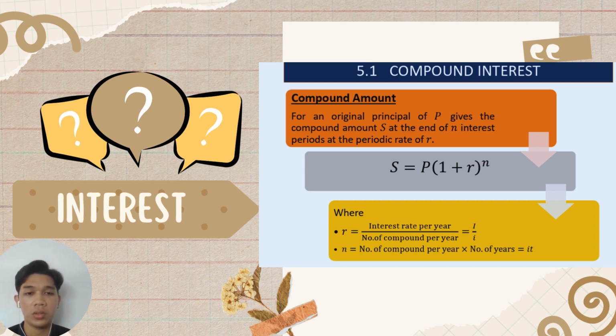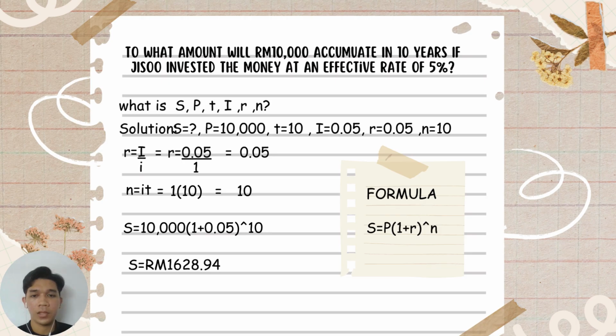R is equal to interest rate per year divided by number of compound per year, or capital letter I divided by I. Okay, next is n. N is equal to number of compound per year multiplied by number of years, or IT. Okay, next, let's move to the question.